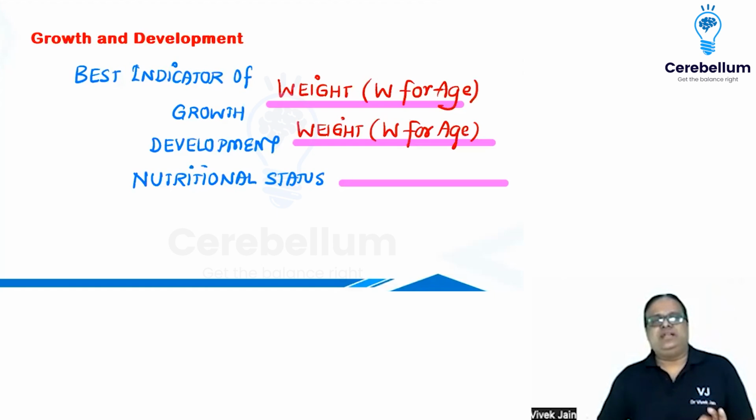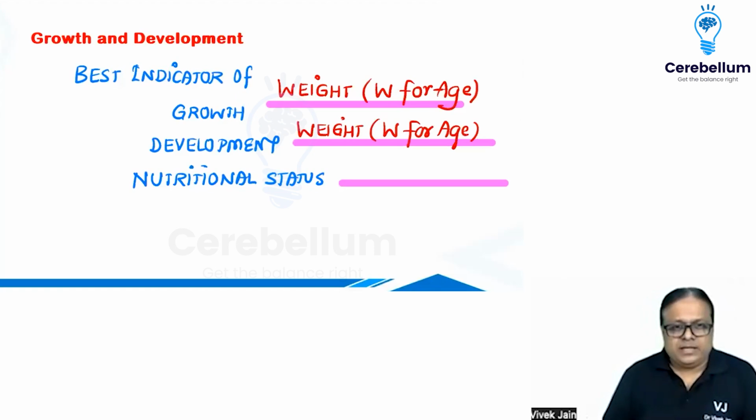See why height is not taken as a useful indicator for growth and development. There are 2 reasons. Height is constitutional. If parents are tall, Amitabh Bachchan, Abhishek Bachchan will be tall. If parents have lesser height, like Yuzvendra Chahal, then there is an expectation the child may also have a lesser height, right?